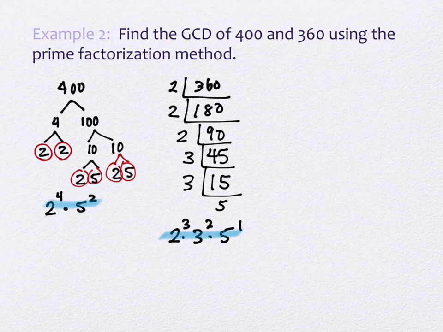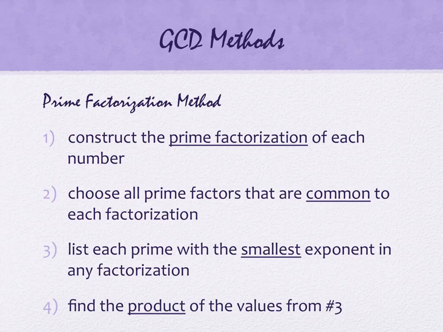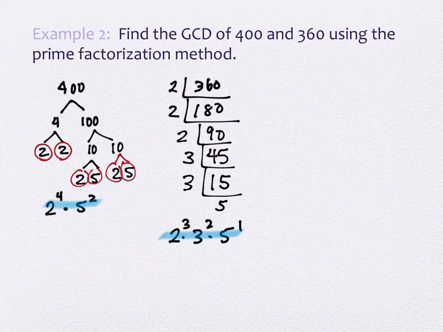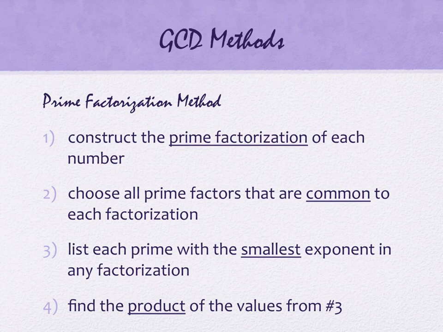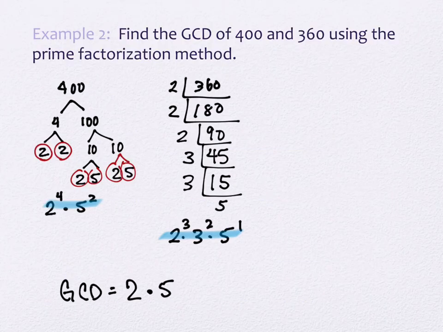Okay, so here's what we do after this. All we've done right now is step 1: we have done the prime factorization. Step 2 says, look at these 2 prime factorizations and see what prime numbers as bases they have in common. What do they have in common? 2's and 5's, right? So the greatest common divisor will be a 2 and a 5, at least partially. The next thing in this process, step 3, is to list each prime with the smallest exponent of any factorization. So if I compare this 2, it's 2 to the 4th, with this 2, it's 2 to the 3rd. Which number's got the smaller exponent? The 3, right? 2 to the 3rd.